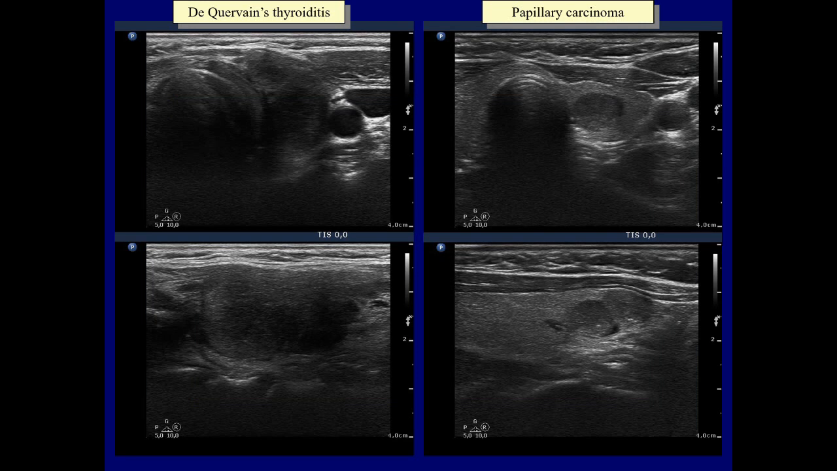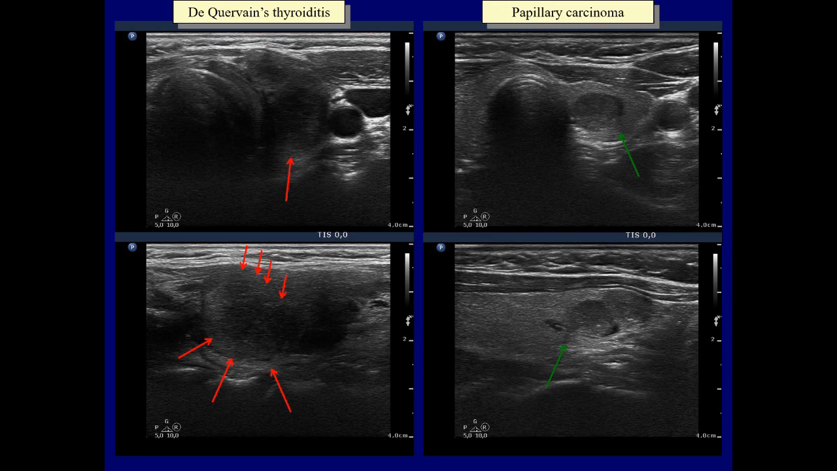Left, de Quervain's thyroiditis; right, papillary carcinoma. Both diseases are presented as a hypoechogenic lesion. The borders of the lesions are blurred in both cases. However, in the event of thyroiditis, around 50% of the external borders are blurred, while in carcinoma only a small proportion are ill-defined. Thyroiditis has a cloudy appearance because the borders between intralesional structures are also blurred. Papillary carcinoma lacks this sign.